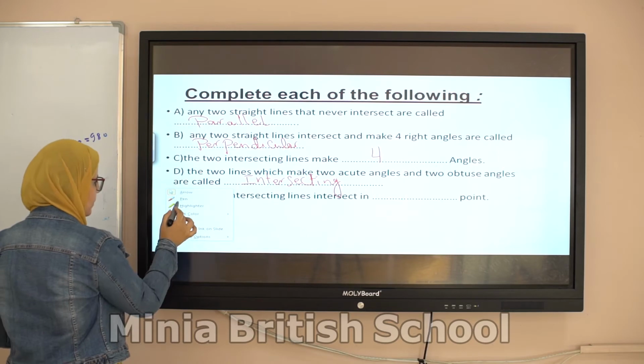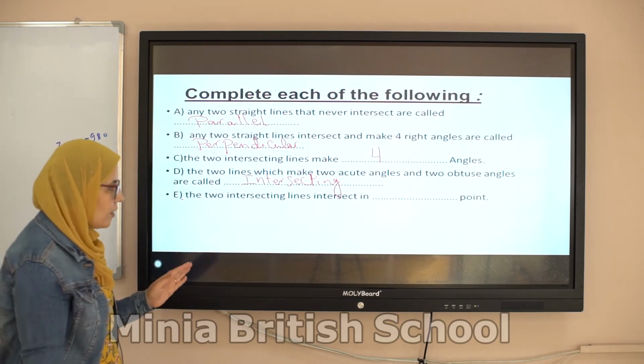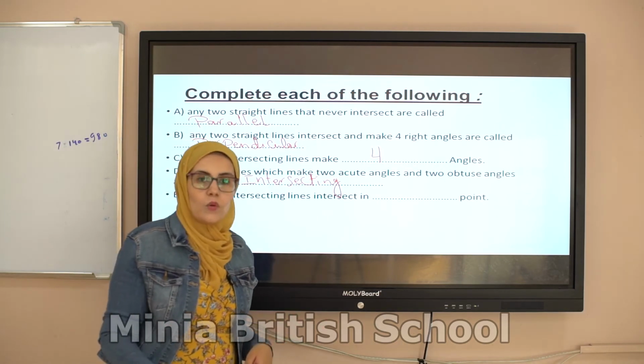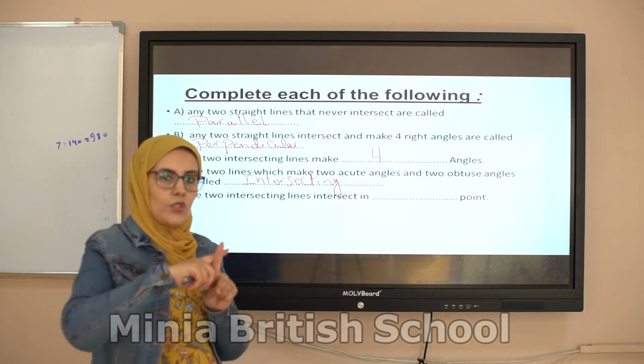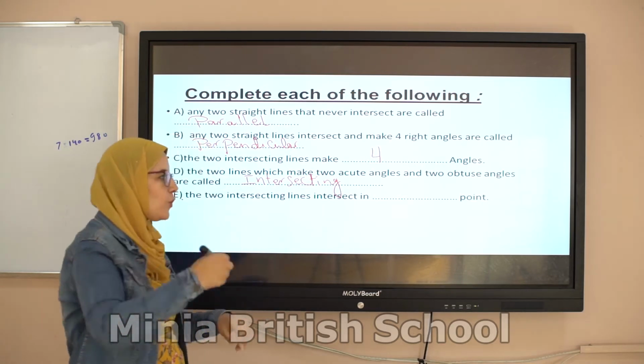Here, the 2 intersecting lines intersect in a point. In how many points? When 2 straight lines intersect, they intersect in how many points? In 1 point.